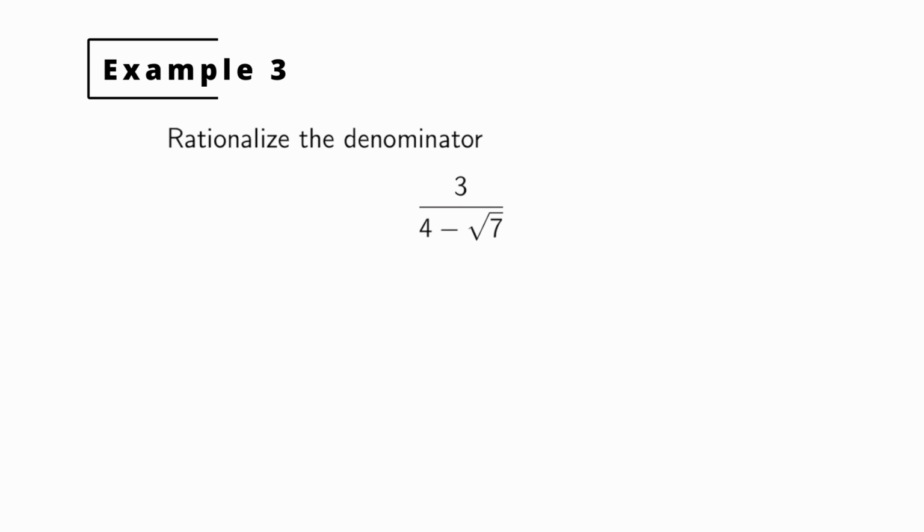Example 3. Our technique from the previous two problems won't work. If I multiplied the numerator and denominator by root 7, I would still have a radical when I was done after I distributed it. So what we can do is use that formula we had at the beginning of the video. The denominator is 4 minus root 7. If I multiply the numerator and denominator by the conjugate of this, then I will no longer have a radical expression in the denominator. The conjugate of 4 minus root 7 is 4 plus root 7. So I will multiply the numerator and the denominator by that, so that I'm only multiplying by 1.